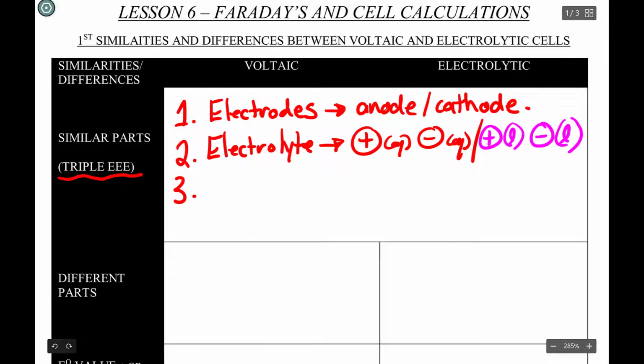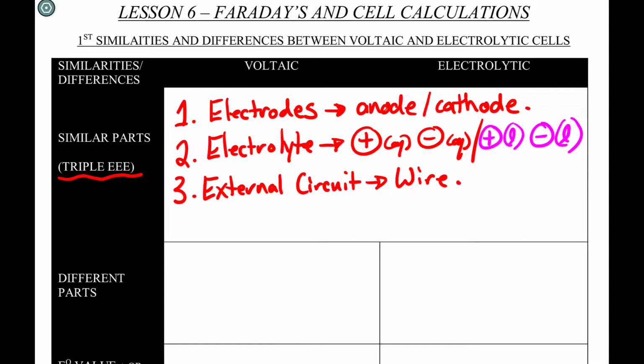The third thing they have to have is an external circuit, which is a fancy way of saying essentially a wire. The thing is, some cells don't use wires, they use metal casings, etc. So that's the triple E. That's what they all have in common. Of course, they also have the same acronyms that we use. They apply to both types of cells.